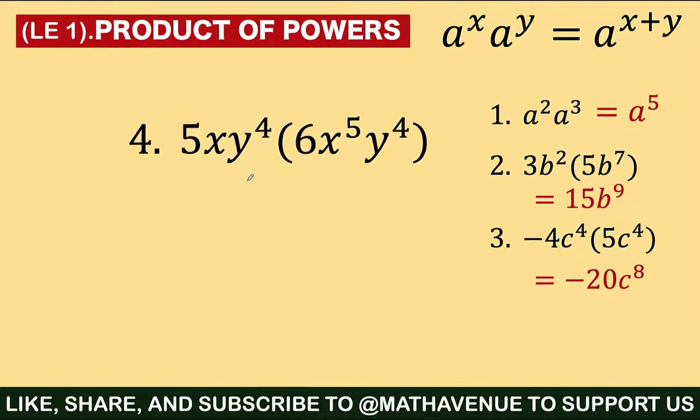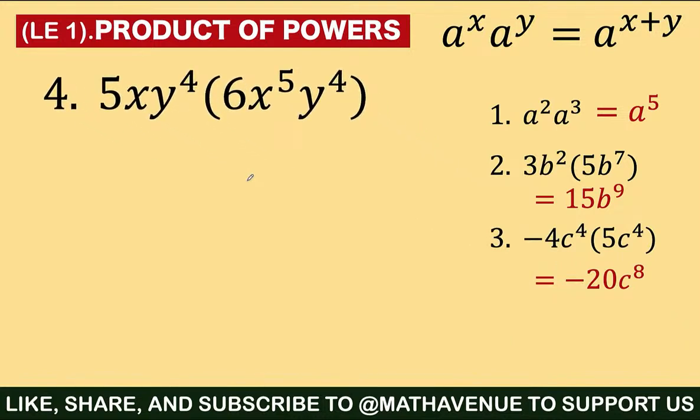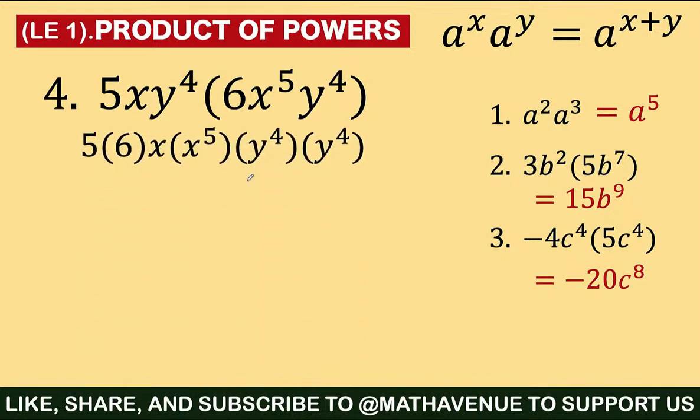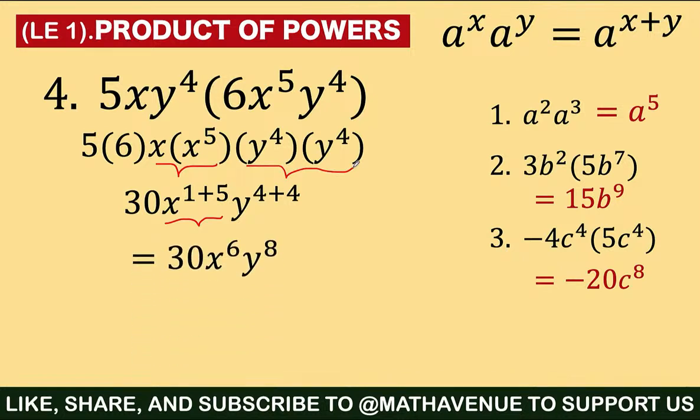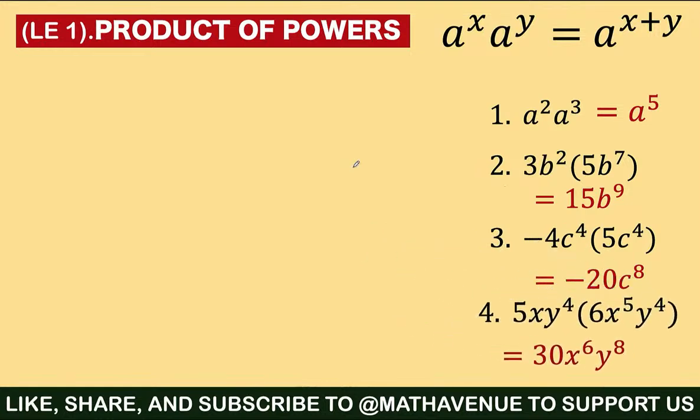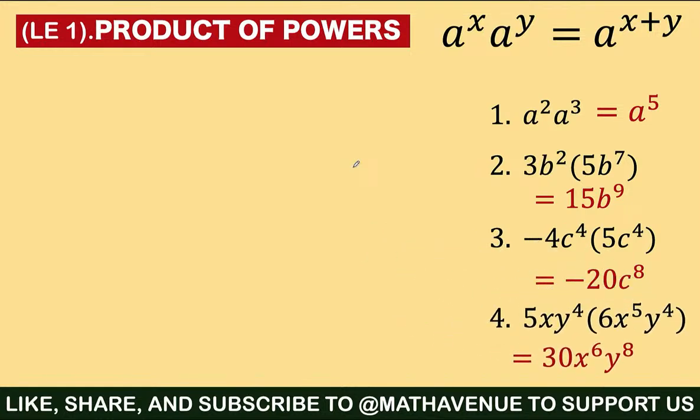And number 4 problem in law of exponent number 1, we have 5xy to the 4th times 6x to the 5th y to the 2nd. Again, let's rearrange and regroup. So 5 times 6 is 30. x times x to the 5th is x to the 6th now. Notice that x and x are together, y and y are also together. So y to the 4 times y to the 4th is y to the 8. So our final answer is 30 x to the 6th y to the 8.